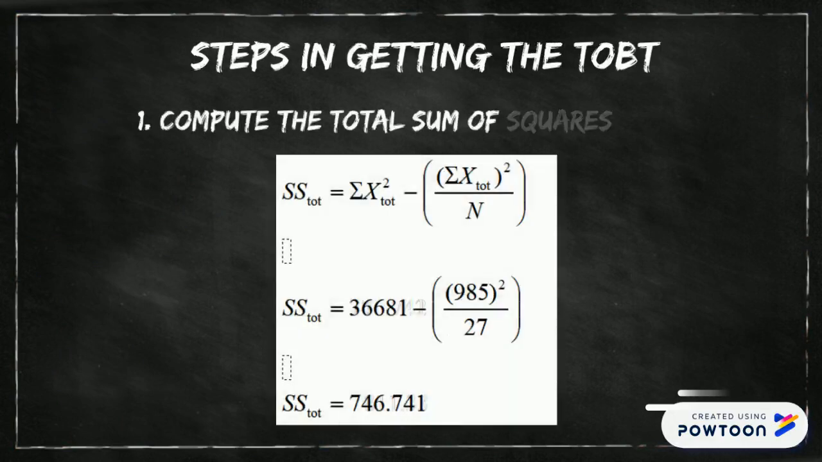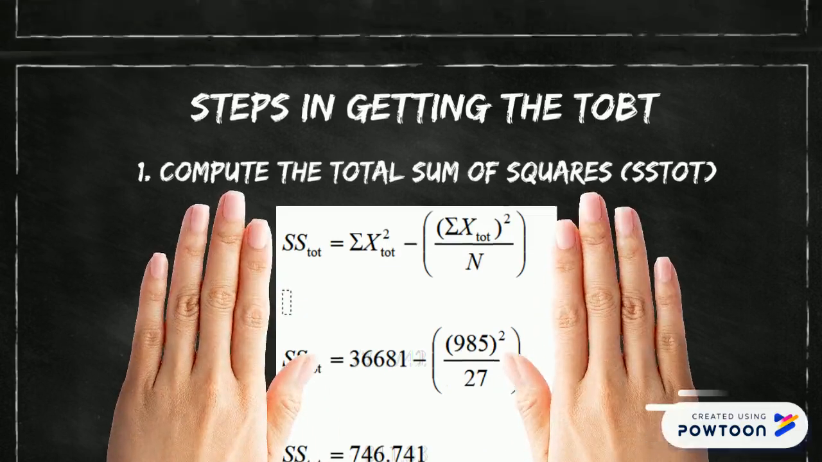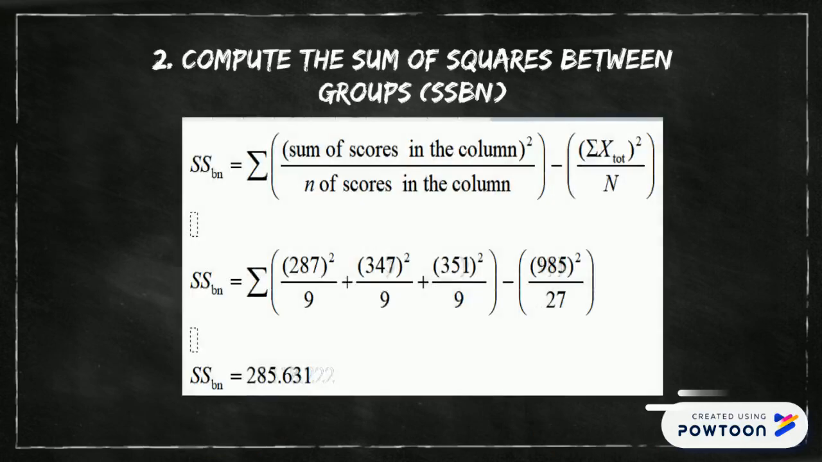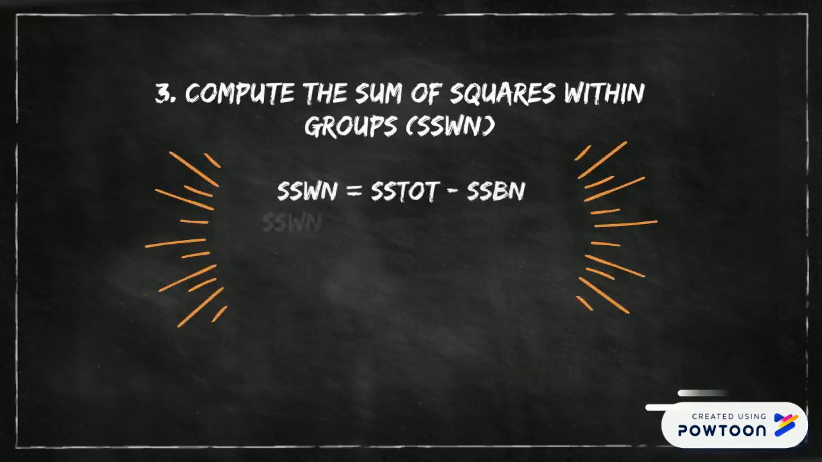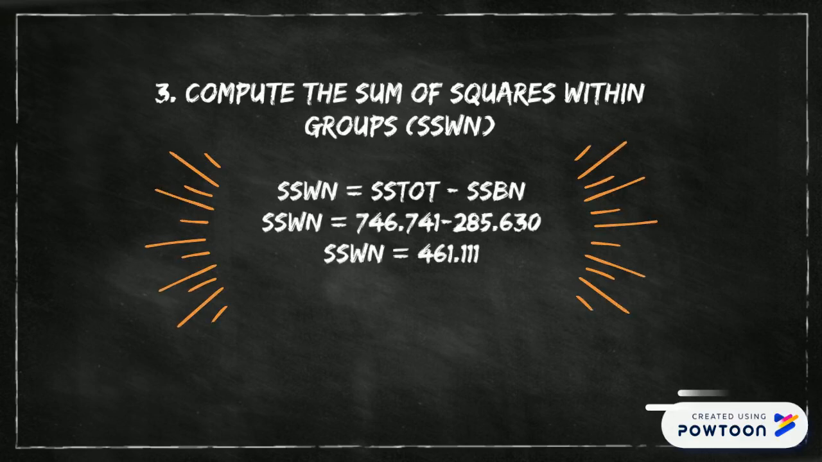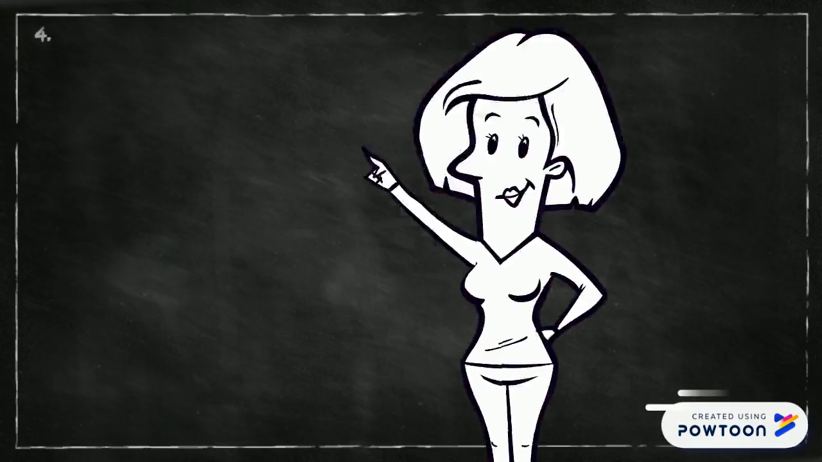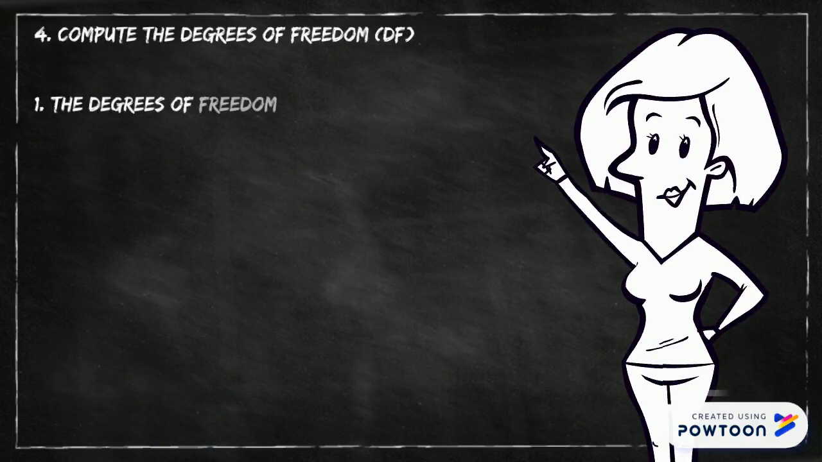The first step is to compute the total sum of squares. We'll have to substitute the required values that we got from our previous computations into this formula. For the second step, we compute the sum of squares between groups by substituting the required values we got from our previous data using this formula. For the third step, we compute the sum of squares within groups, wherein we subtract the SS total and SS between. For the fourth step, we compute the degrees of freedom.